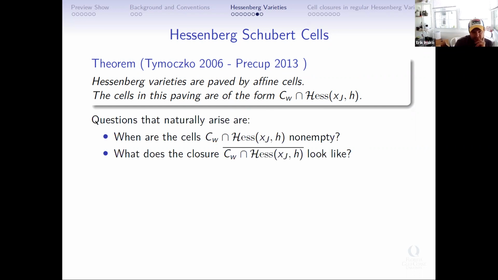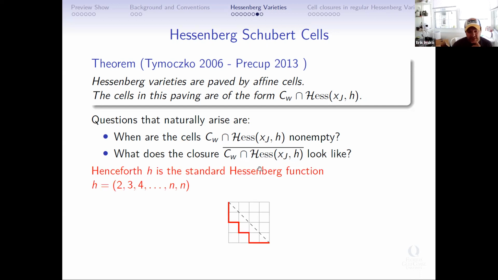And so the two questions that arise when we restrict that Schubert cell decomposition to the Hessenberg variety is exactly when are the cells non-empty? When do they not disappear? And then what is the closure of a Hessenberg-Schubert cell? Can we say what that looks like? And that's the goal of today's talk, is just to say exactly what these cell closures look like in the case where we're studying the standard Hessenberg function. So this is the one that corresponds to the permutahedral variety, or the Peterson variety. We want to have the upper triangular matrices plus one more diagonal.